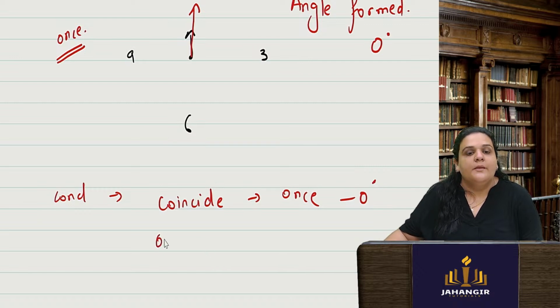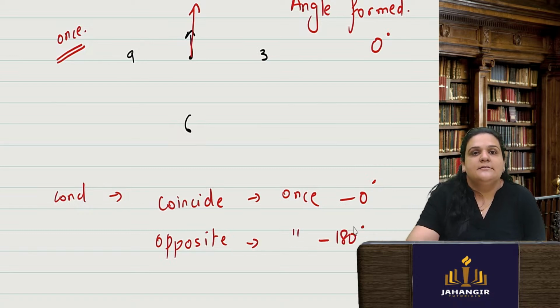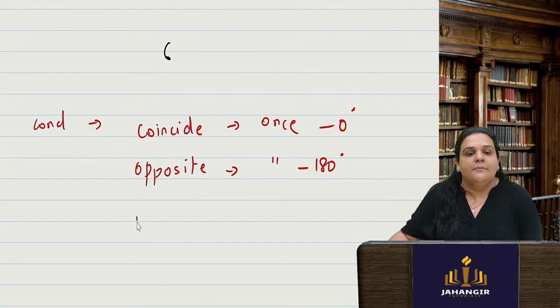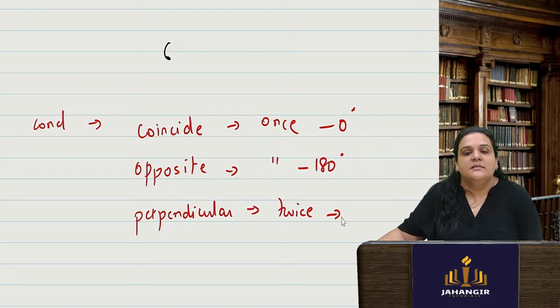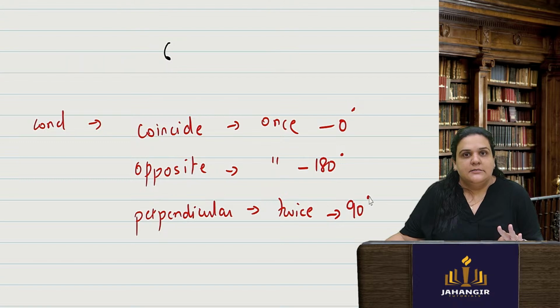They are going to be opposite also only once. Opposite will be 180 degrees. And they will be perpendicular twice. Okay, what is the degree? 90 degrees. Clear? Okay, until your 3 angles we have already understood.